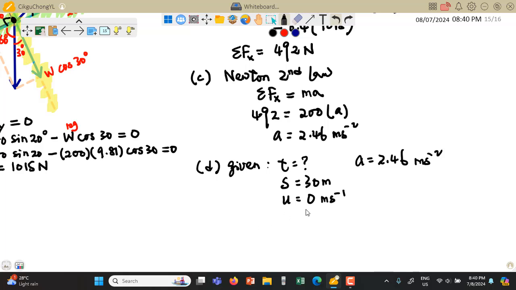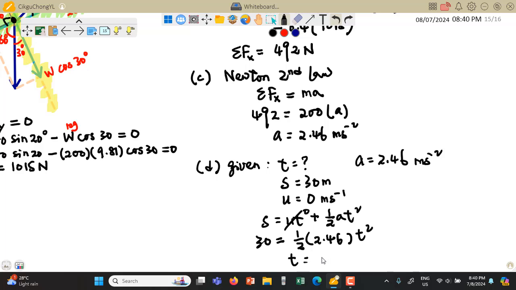So we can apply the kinematic equation s equals ut plus half at squared. Our u is 0, so this cancels. Our displacement is 30, so I'm left with half times a, which is 2.46, times t squared. Then I can calculate t, and I get t as around 4.94 seconds.